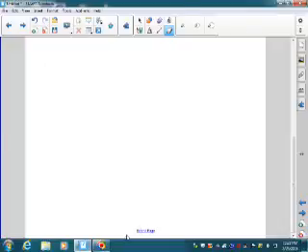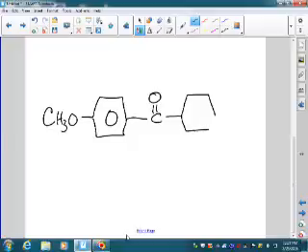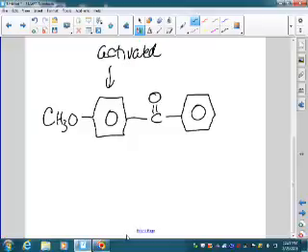Okay, so this one's got a methoxy group on it, and then a carbonyl. So which ring is activated? The left ring is activated. Which positions on that ring? Para is taken though, so just ortho. So you point to the ortho carbons. Okay.